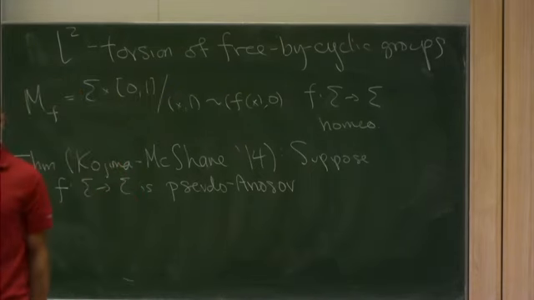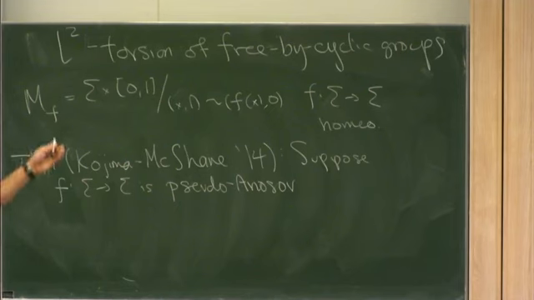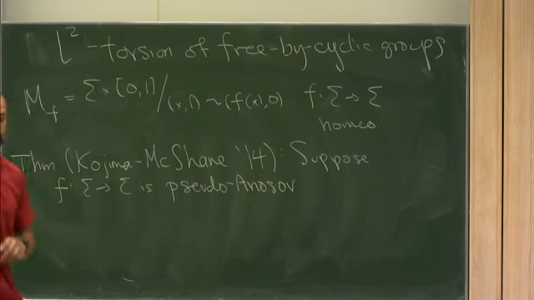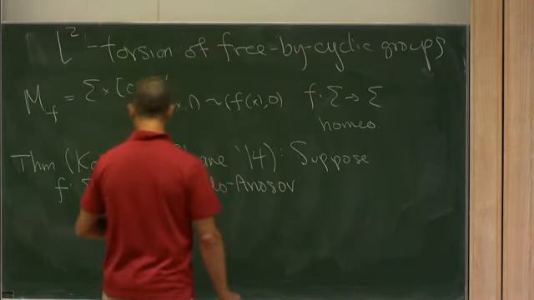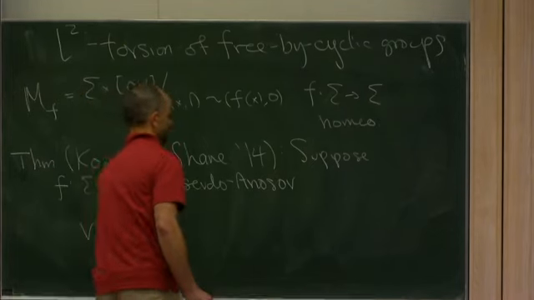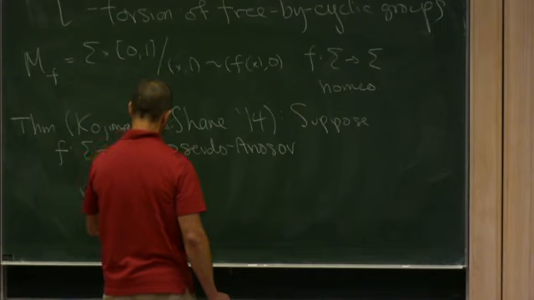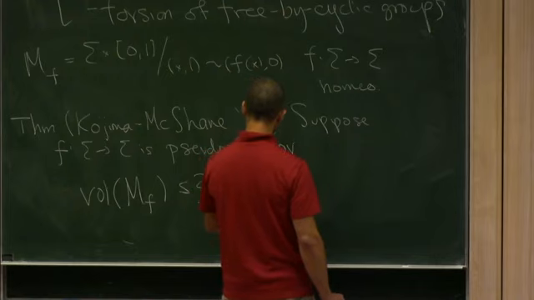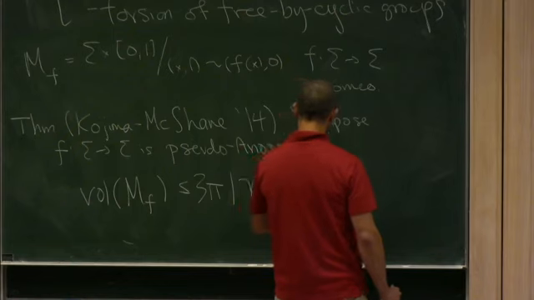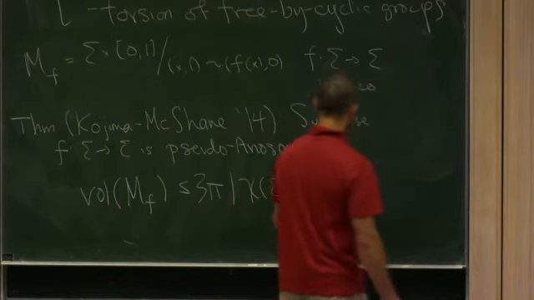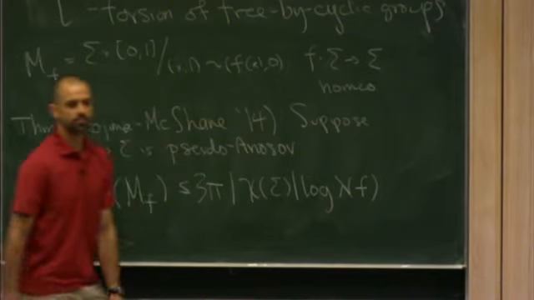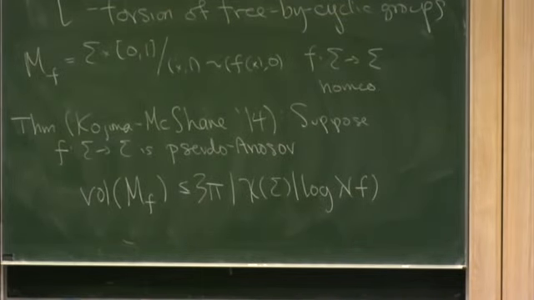By work of Thurston, we know that the mapping torus is a hyperbolic manifold. So it has a volume, and you can ask how the volume compares to the dynamics of the homeomorphism. What they showed is the following. The volume of the manifold is bounded by 3 pi times the absolute value of the Euler characteristic of the surface times the entropy, log lambda f. This lambda f is the geometric growth rate that Echo spoke about the other day in her talk.